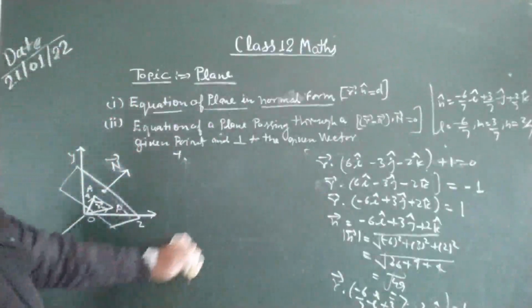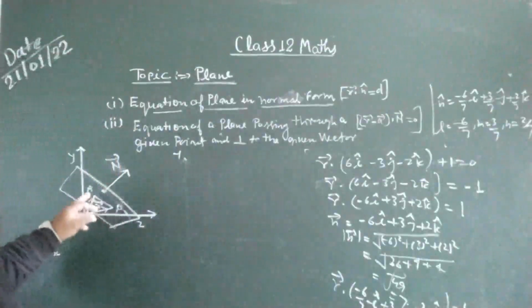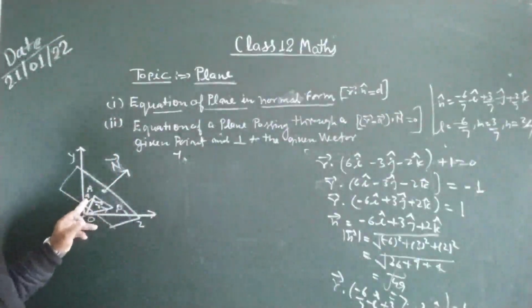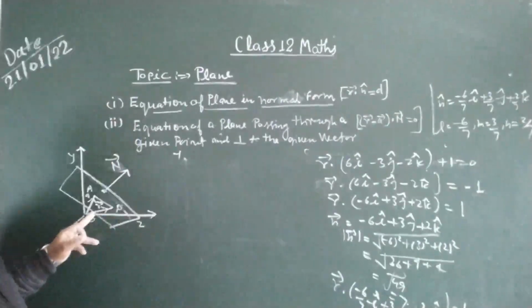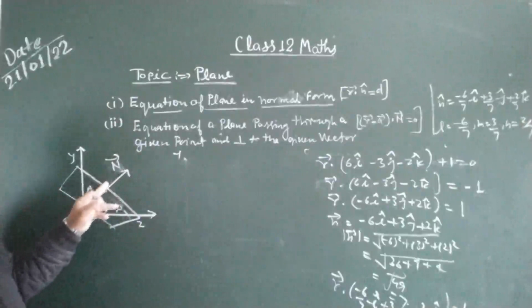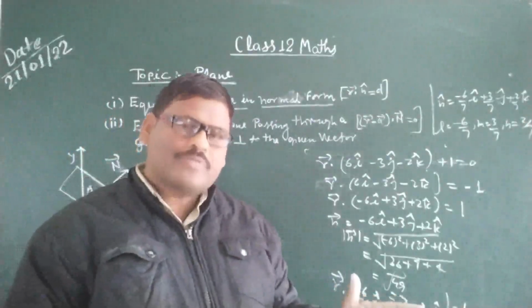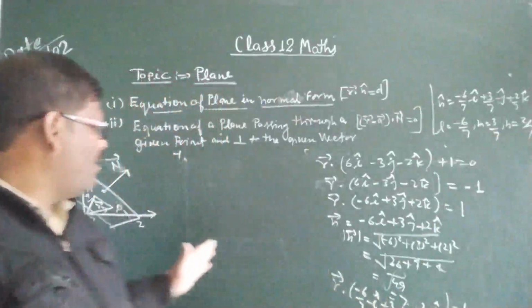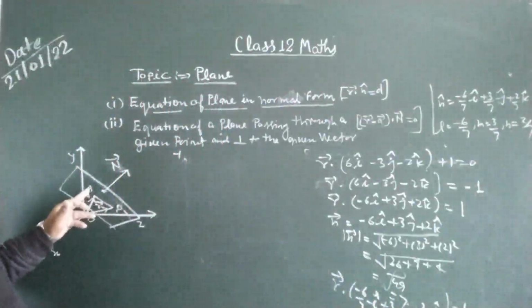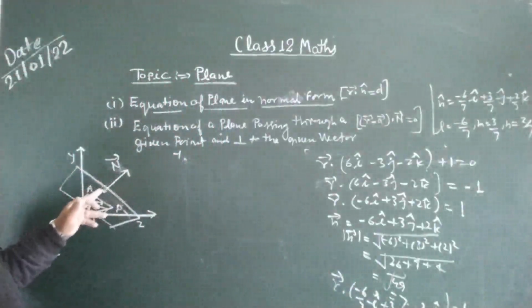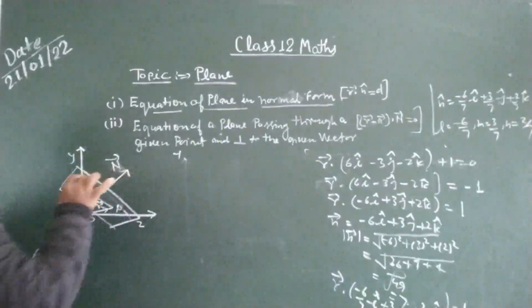Suppose that PQRS is a plane that passes through a point A, with position vector a, and P is a variable point with position vector r, and vector n is perpendicular to the given plane. Therefore, we can write that PA, or AP, is also perpendicular to vector n, as vector n is perpendicular to the plane.